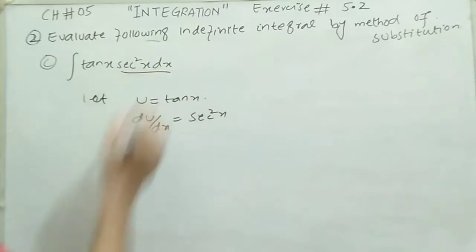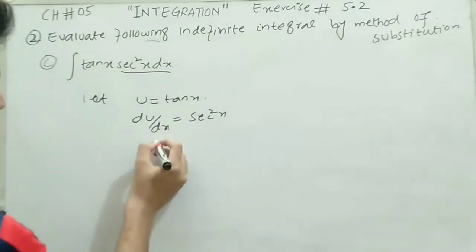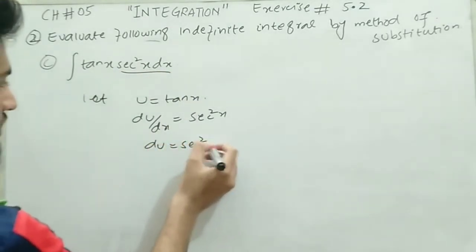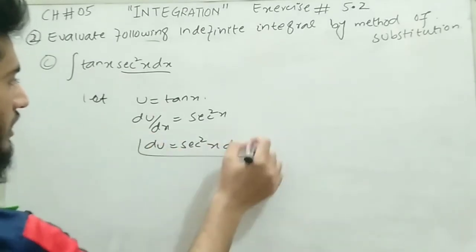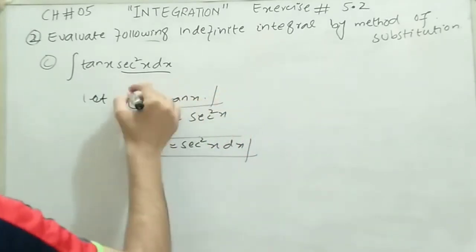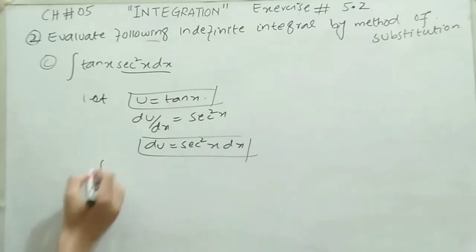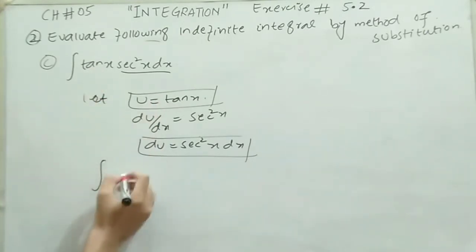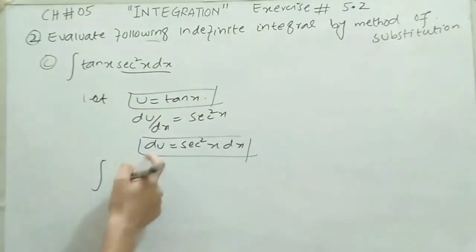Now over here we have secant square dx, so dx will shift to the right-hand side, so du will be equal to secant square x dx. So let's put these two values in the given integral. The given integral will become: tangent x is u, secant square dx is du.